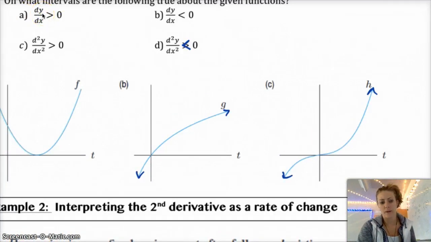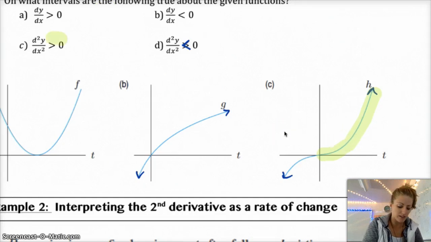A, again, is asking where is it increasing? Well, it's increasing from here to here and from here to here, so it's basically increasing everywhere. So that means it's decreasing nowhere. That's what B is asking. C is asking where's it concave up? Well, in that case, again, you want to look at where the slope is increasing, and that's on the right-hand side. So that's C in this case.